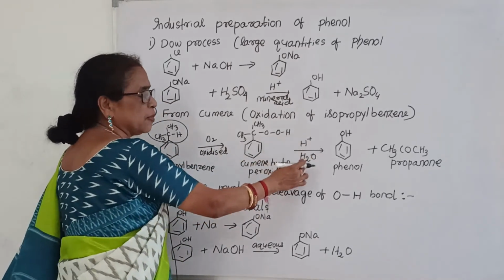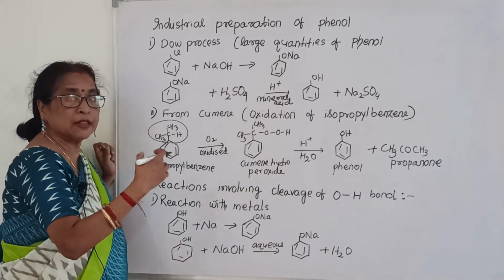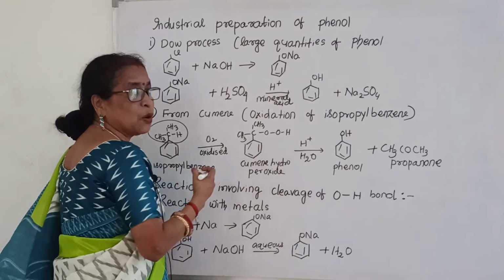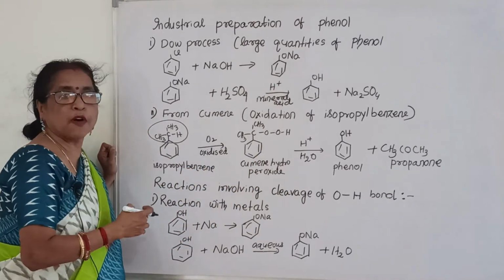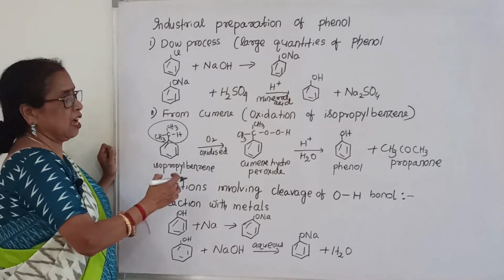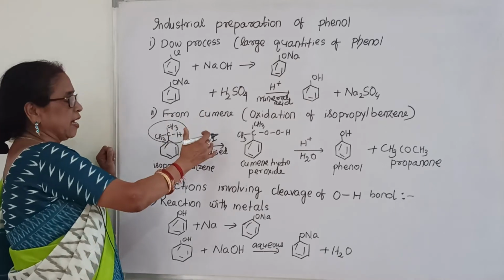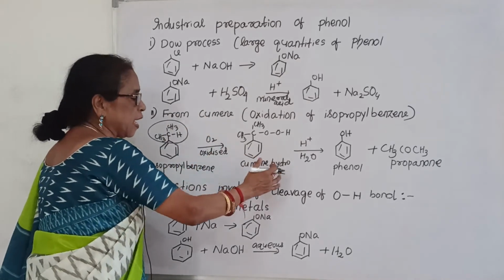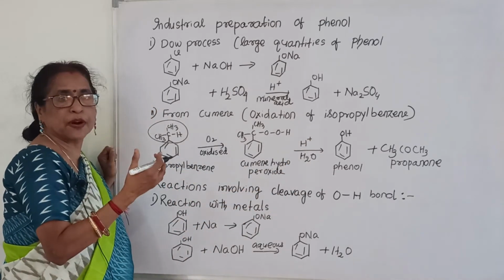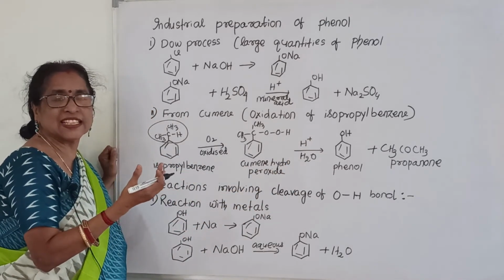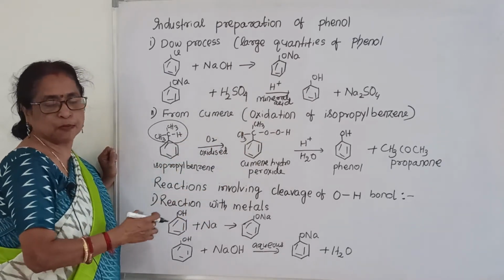Then, in the presence of a mineral acid, acidic hydrolysis gives phenol, and the byproduct is propanone. Though propanone is a byproduct, it is very important to industrial life. So isopropyl benzene, when reacted with oxygen, gives cumene hydroperoxide, and after that it gives phenol and the byproduct CH3COCH3, which is very important in other industrial processes.